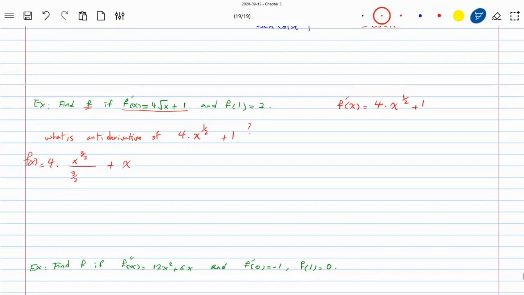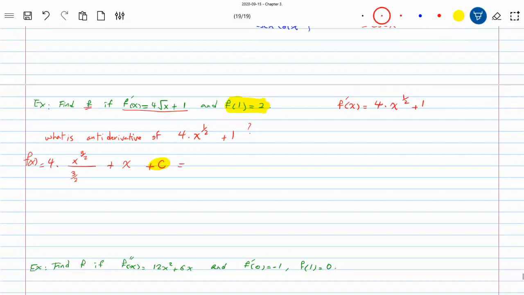But this may not be the exact function because you can add any constant to it and it still has the derivative of 4x to the power 1/2 plus 1. So we know f of x has this format, but we don't know what that constant c is. So here is the extra information given: at 1 for x, we know the function must be 2. So we have to figure out what that constant c is by using this extra information, that f of 1 equals 2.